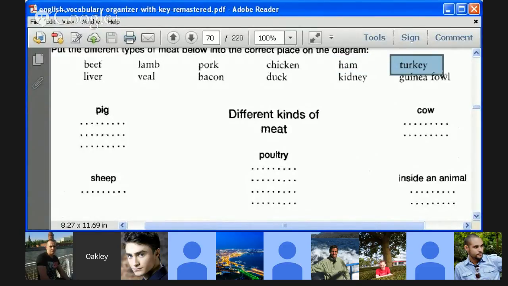All right. Armando. Let's move on. Turkey. Where does that belong? Poultry. That belongs above Syria and next to Greece on the Black Sea. No, sorry. Poultry, that's right, of course.